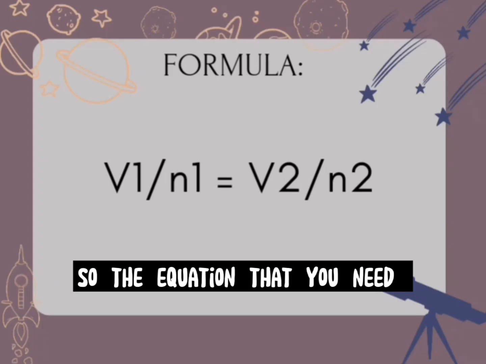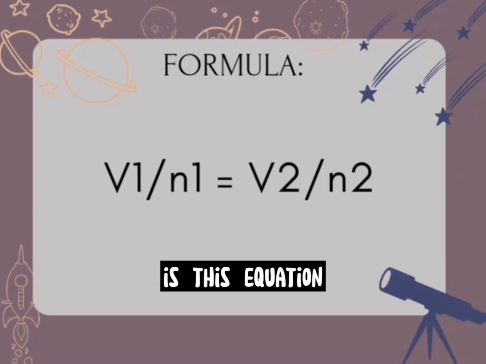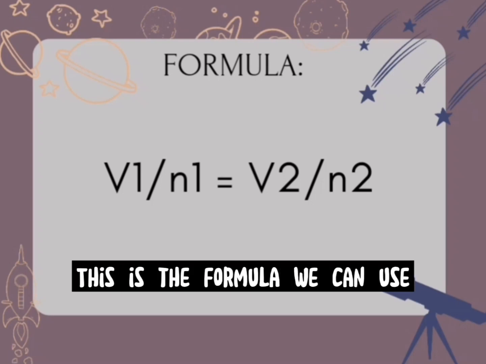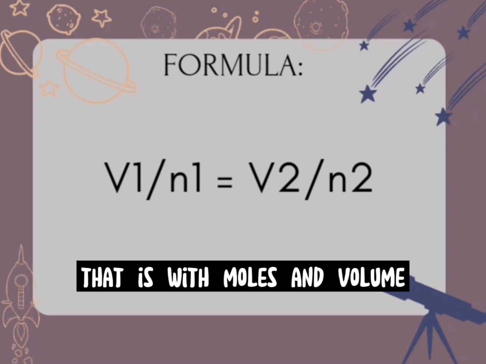So the equation that you need to know that goes with Avogadro's law is this equation: V1 over N1 is equal to V2 over N2. This is the formula we can use when solving gas law problems that involve moles and volume.